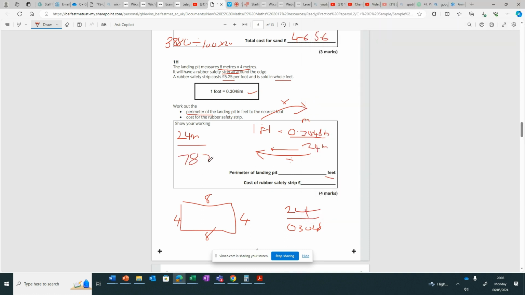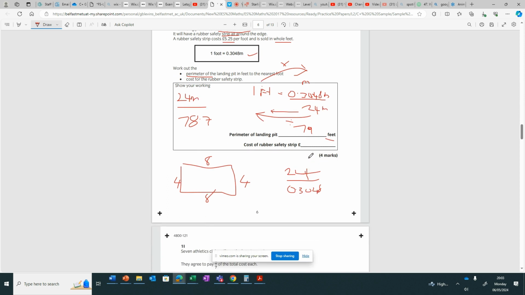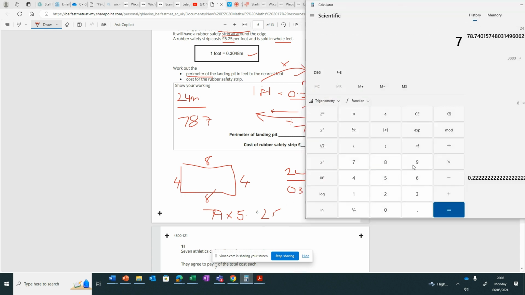Well, they only sell it in whole feet, so I'd have to go for 79. That's the closest to 78.7. The cost was £5.25 per foot, so there's 79 feet, so each foot costs £5.25. So I'm going to multiply 79 by £5.25 to get £414.75.